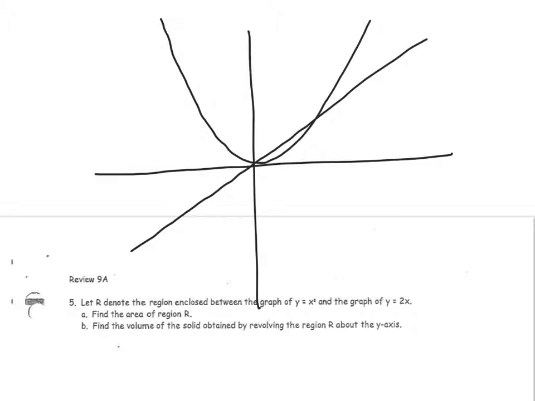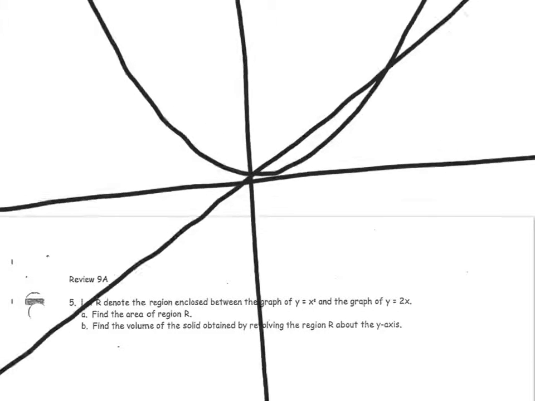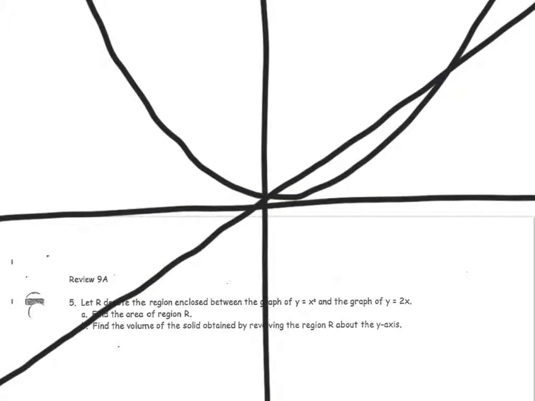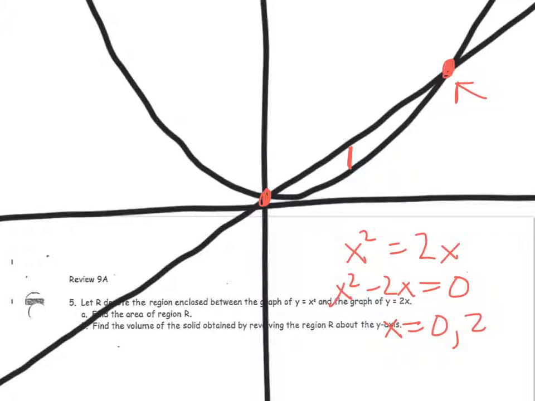We're actually going to try to figure out the area between those two. We're thinking about adding up those little rectangles from that point to that point. To figure out this second point, we're going to set the two equations equal to each other and solve. x squared minus 2x equals 0. You're going to get x equals 0 and 2. Those are your integral limits.